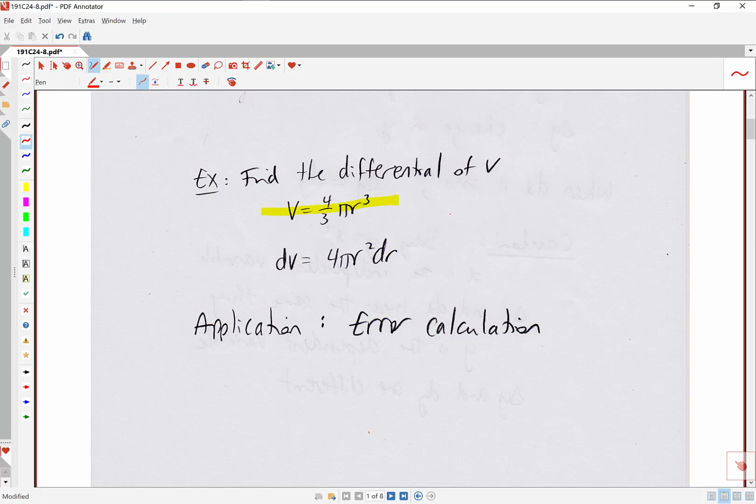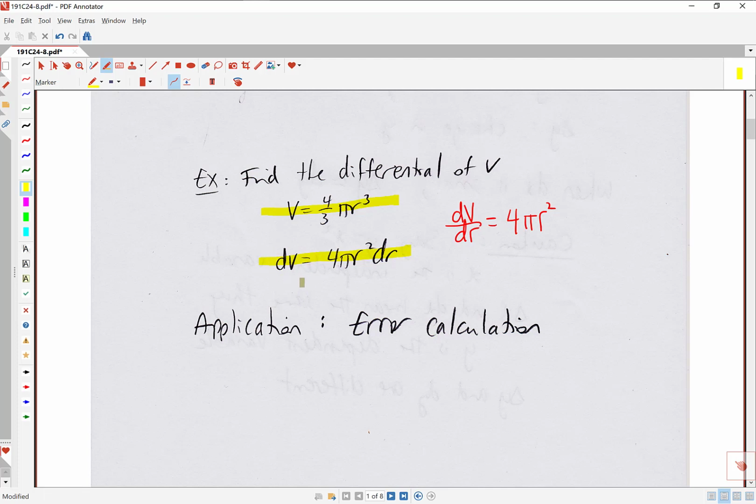So what we could do is say, well, we know how to take the derivative in the usual way, dv by dr. The cube, or the third power, would come down in front, multiply with the 4/3, so we get 4 pi r squared. And then from there, we can multiply both sides by dr, which would give us this line here, dv equals 4 pi r squared dr. So there we go, we found the differential of v, which in symbols we call dv.